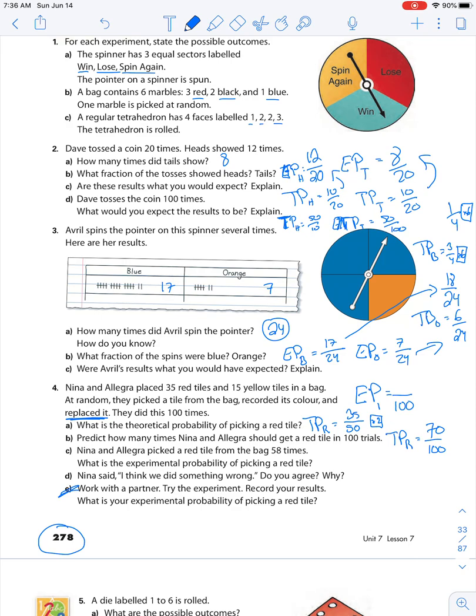Next, Nina and Algeria picked a red tile out of the bag 58 times. What is the experimental probability of them picking a red tile? So experimental probability of red was 58 over 100. Next, Nina says, I think we did something wrong. Do you agree? Why? Well, you'd expect it to be 70, but she got 58. No, you didn't do anything wrong because that's just chance, right? She could have gotten 72, she could have gotten 60, something totally different. So it's just by chance. No, we don't think that you did anything wrong. That's just how probability and chance works.